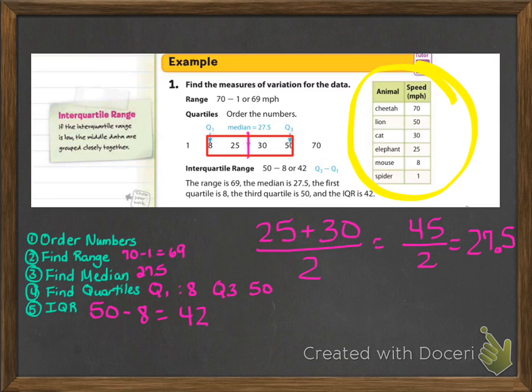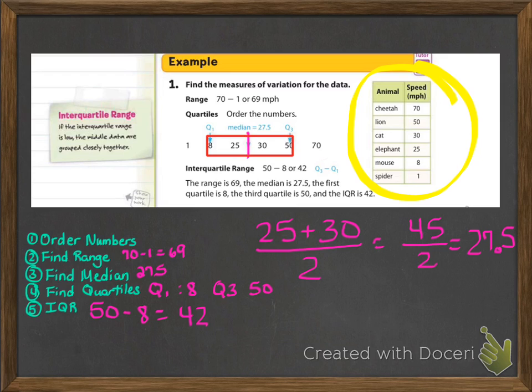So now we just found all our information. We found that our overall range is 69. The median is 27.5. The first quartile is 8. The third quartile is 50, and our IQR, which is our interquartile range, is 42.